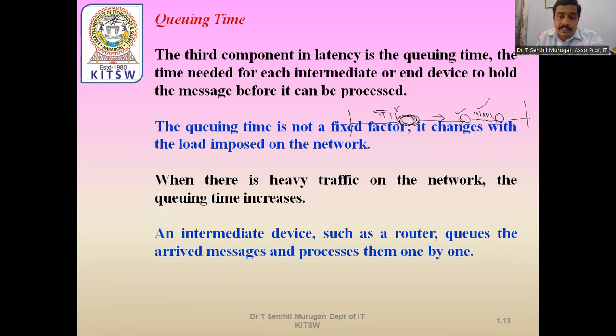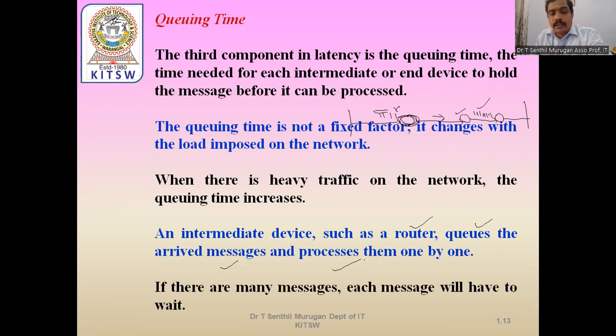What are the intermediate devices we are using in the network? Routers take arrived messages and process them one by one. So the intermediate device will do this operation. If there are many messages, each message will have to wait.